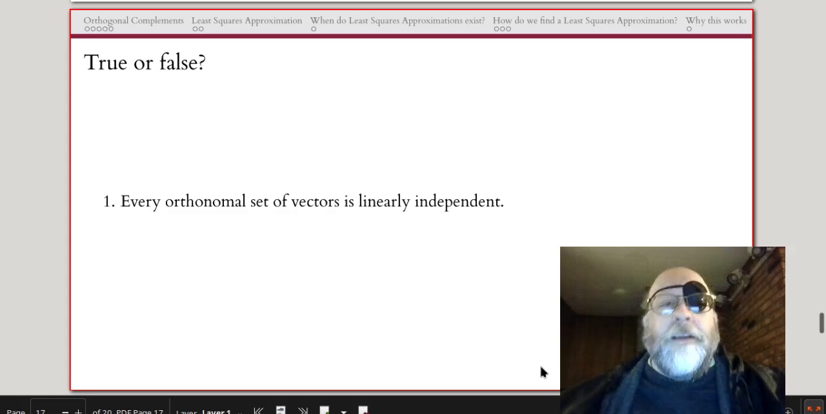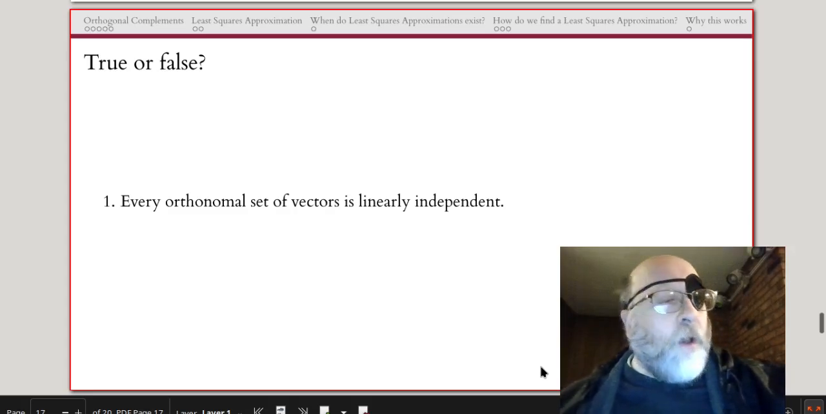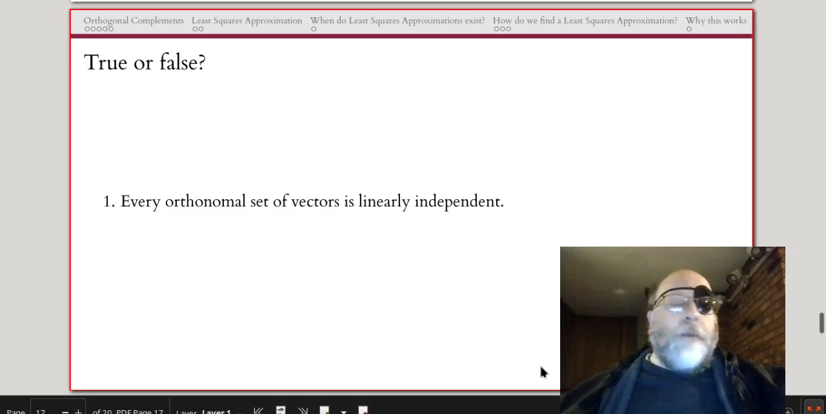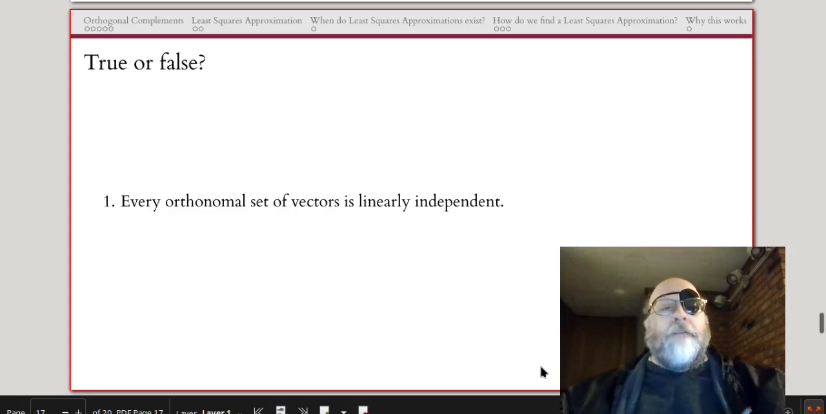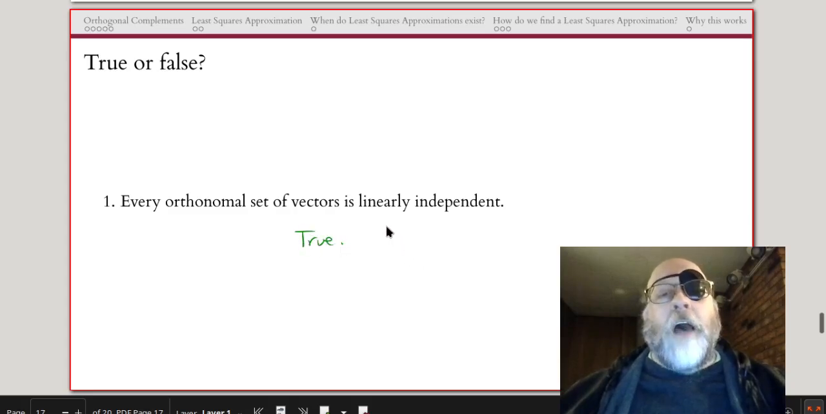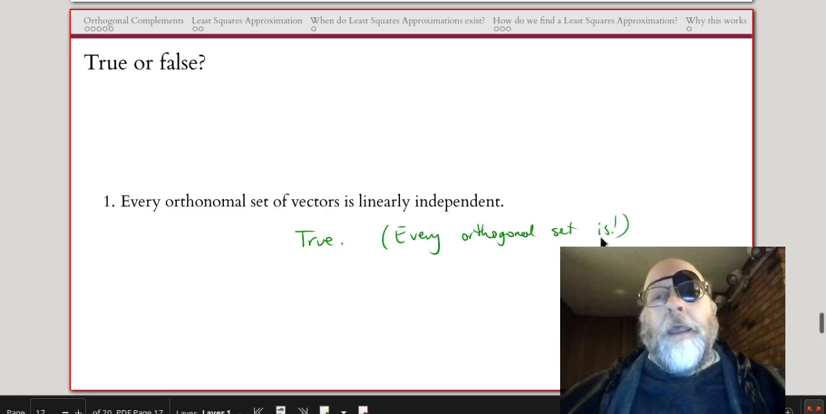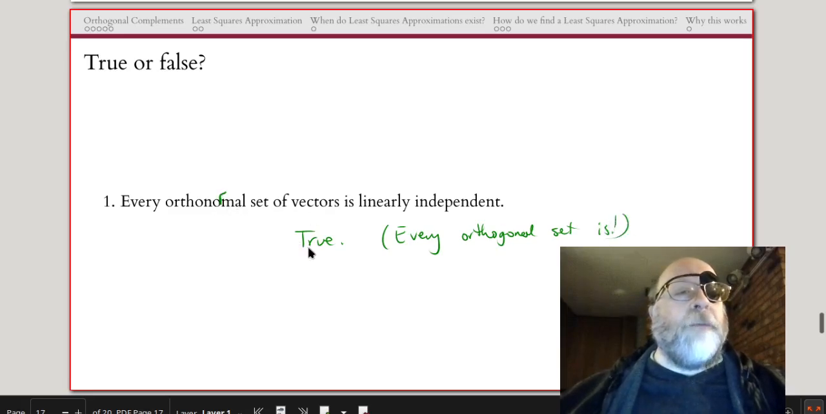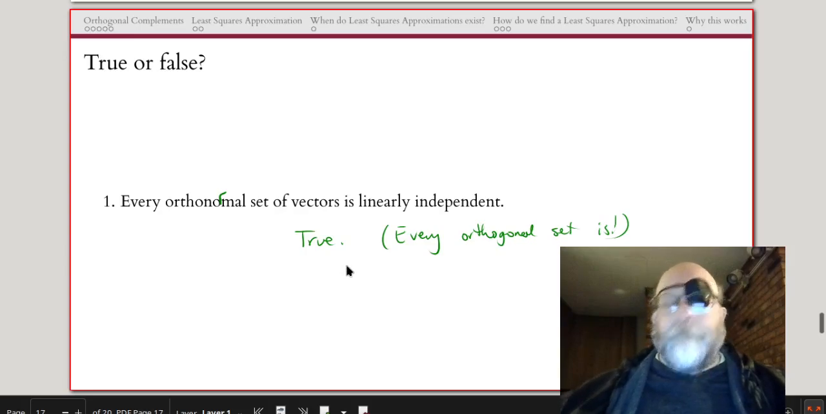Anyway, that's it. Let's do a couple of true-false questions just before we move on, because you never know what's going to be on the test. Every orthonormal set of vectors is linearly independent. Well, that is true, because every orthogonal set is linearly independent. And I see that I misspelled orthonormal. There should be an R in there. I'll fix that later.